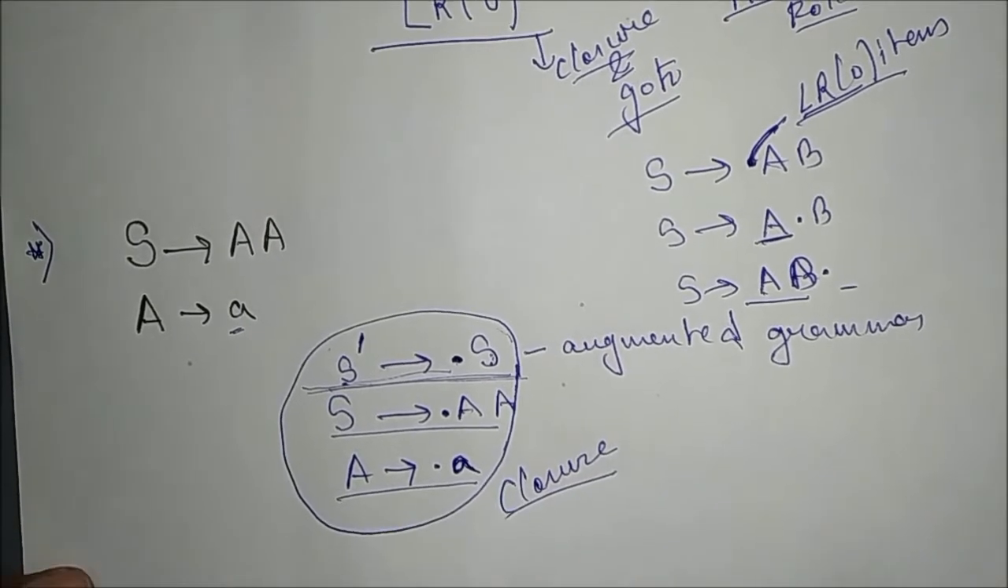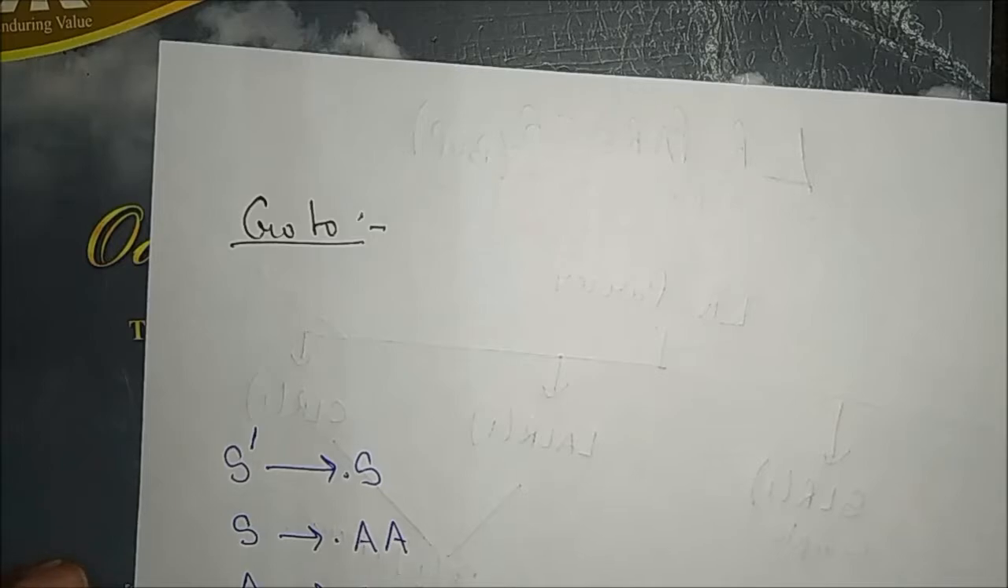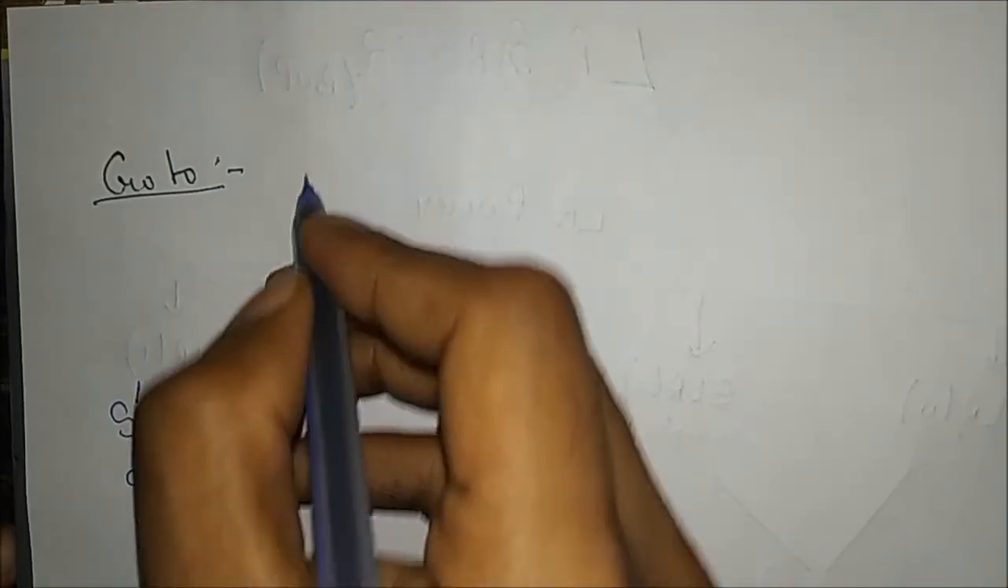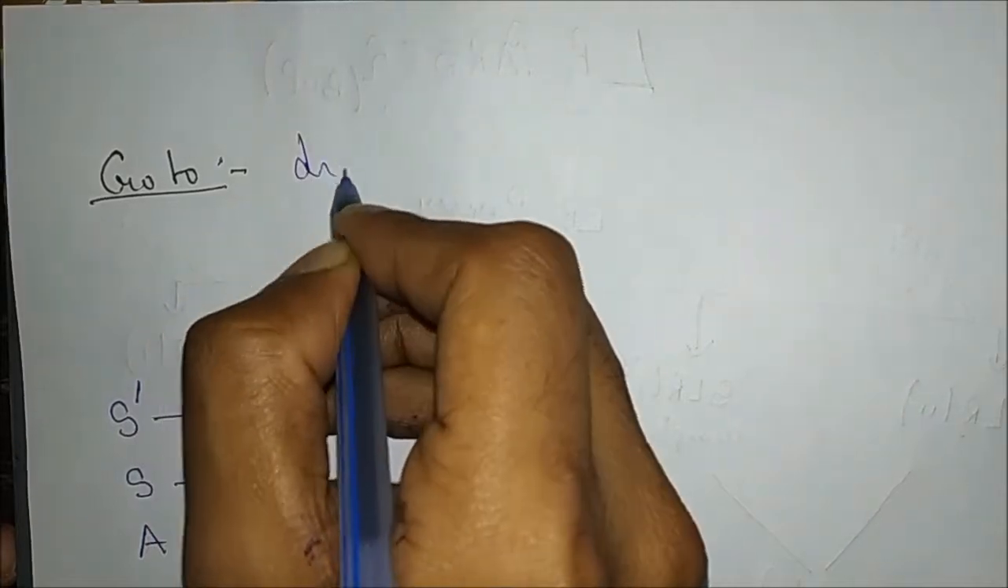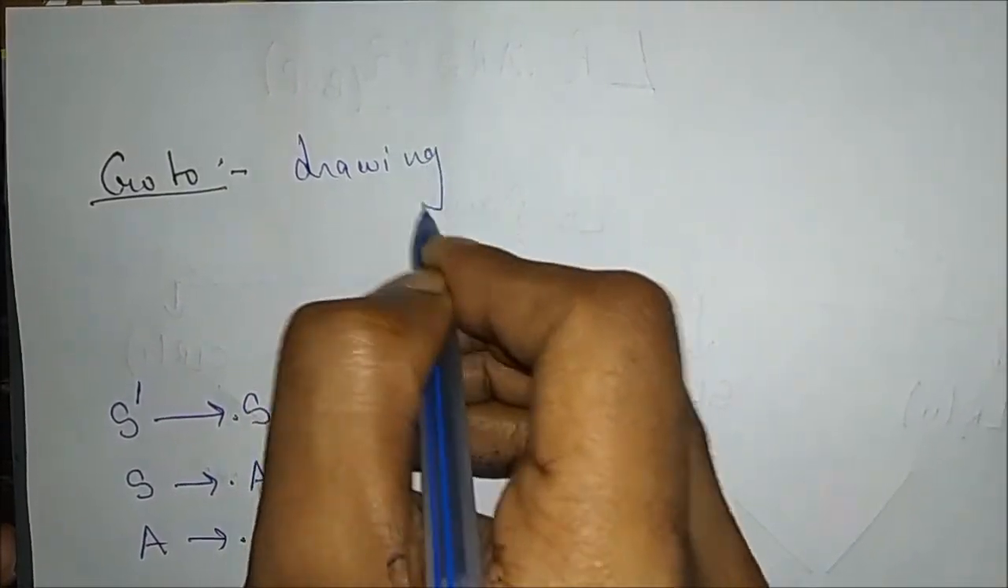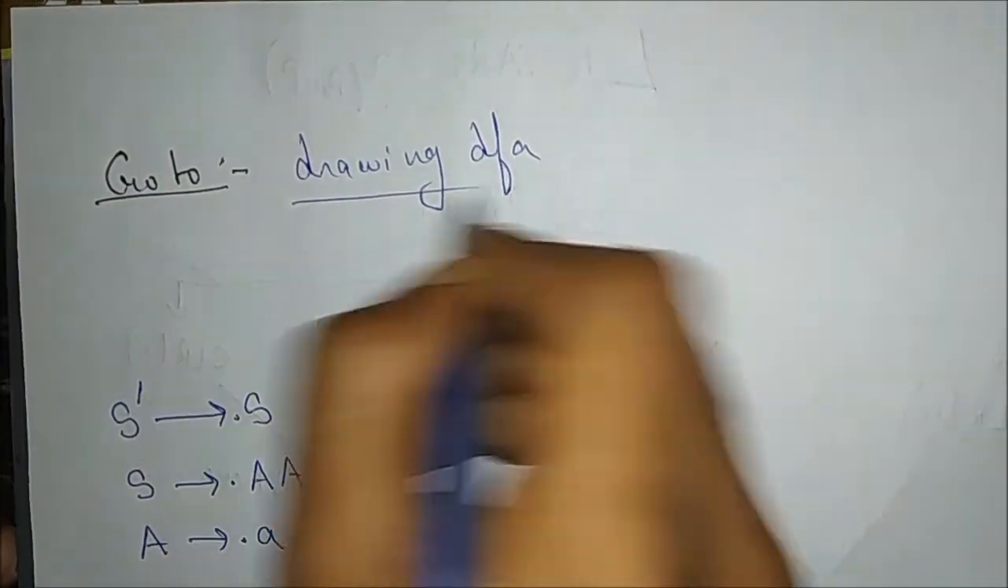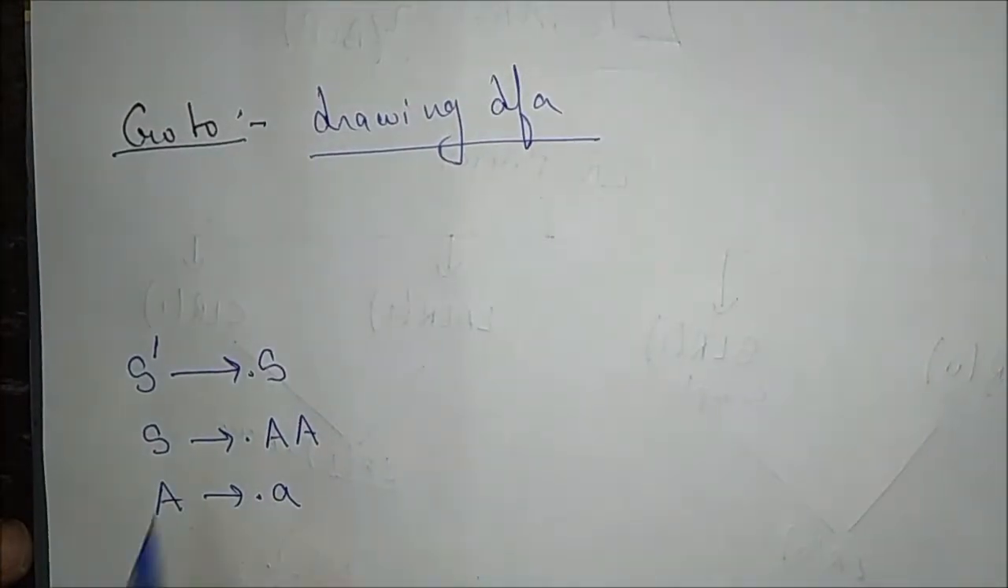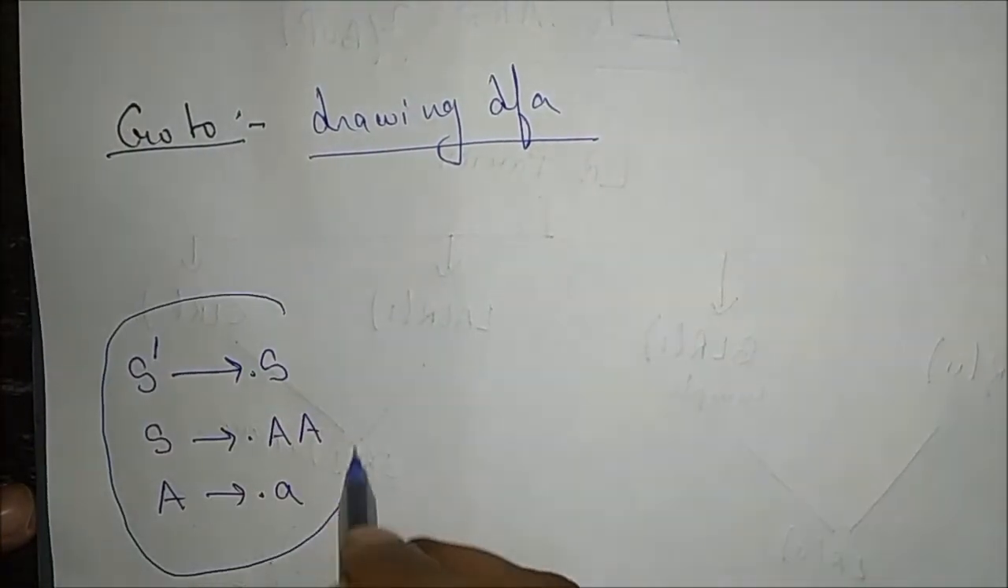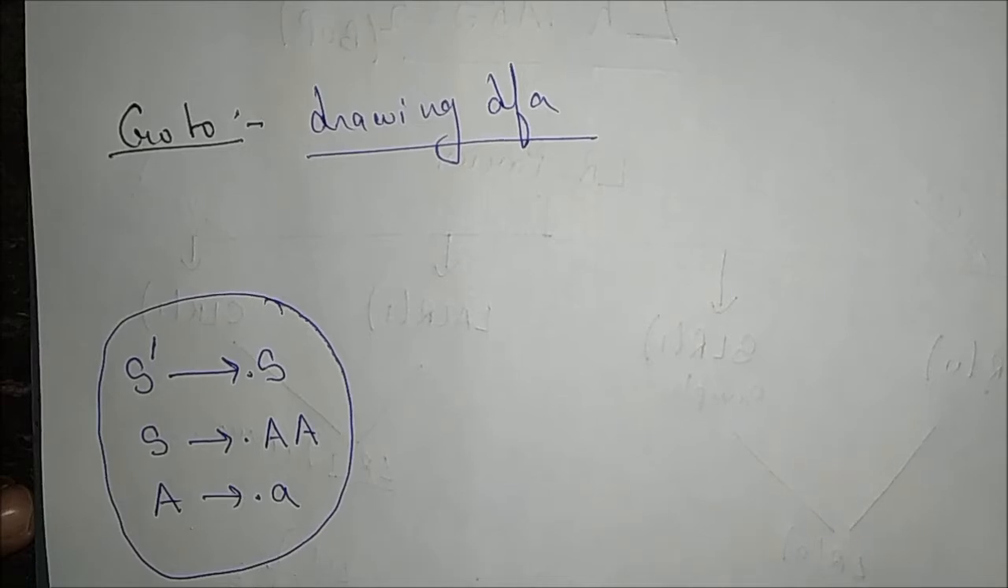Now we'll move to the goto part. The goto part means drawing the DFA. Now we'll draw the DFA for this. This is the closure part. Now we'll move to the steps.